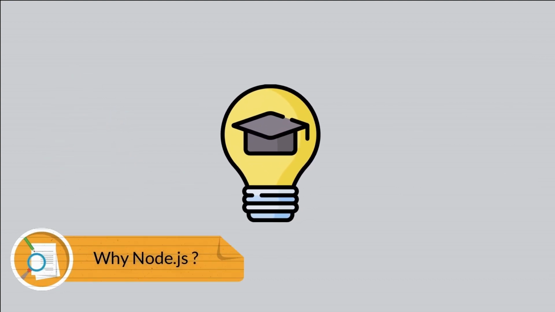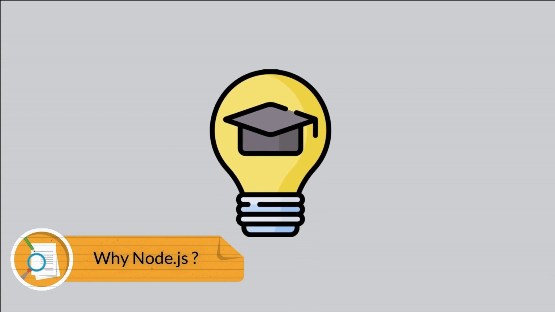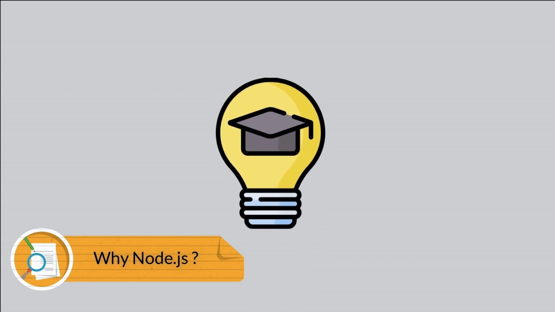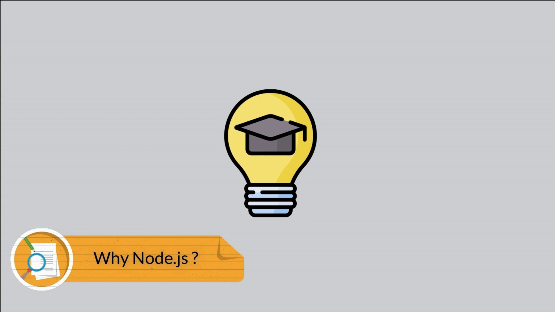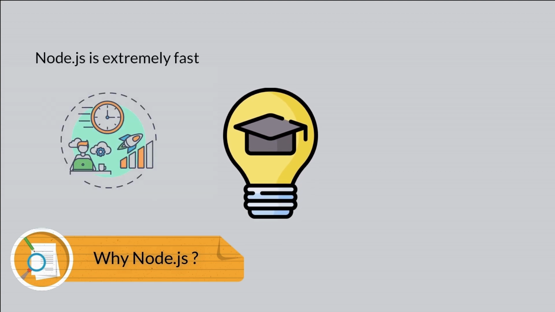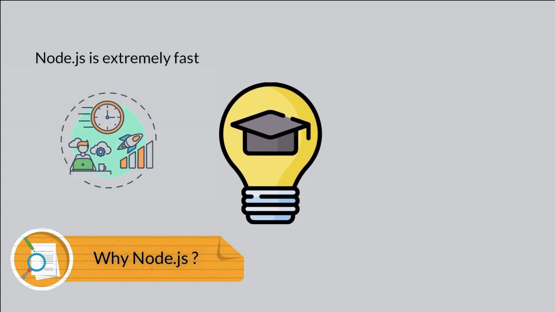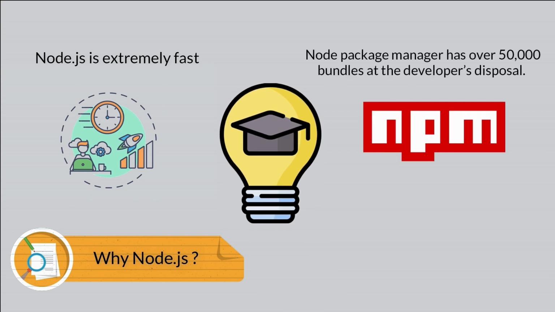So now the question arises, why was Node.js so prevalent in the field of web development? To answer that, Node.js is extremely fast, being built on Google Chrome's V8 JavaScript engine, and this library is extremely fast in code execution. The Node Package Manager has over 50,000 bundles at the developer's disposal. Whatever functionality is required for an application can be easily imported from npm.